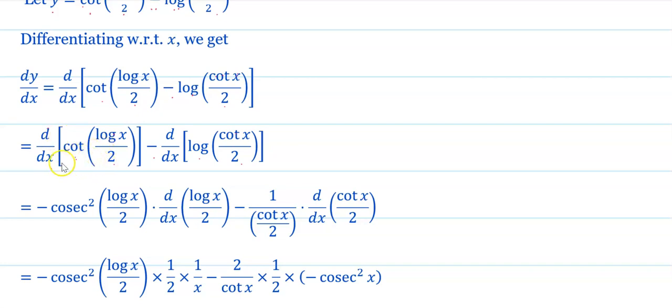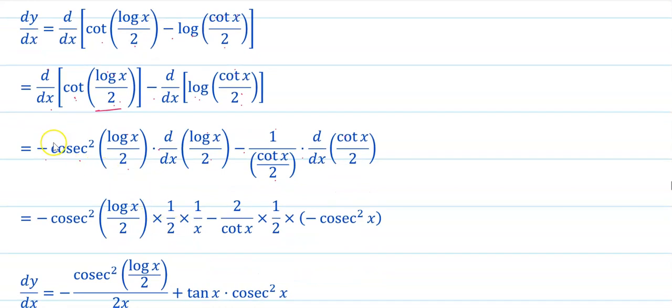Similarly here, the d/dx of cot of log of x upon 2 is minus cosec square of log of x upon 2 into d/dx of this composite, which is log of x upon 2. Minus d/dx of log of cot of x by 2 is 1 upon cot of x upon 2 into d/dx of cot of x upon 2. In this way, minus cosec square x into log of x upon 2. What is the derivative of log of x? It is 1 upon x, and this 1 upon 2 is 1 upon 2.